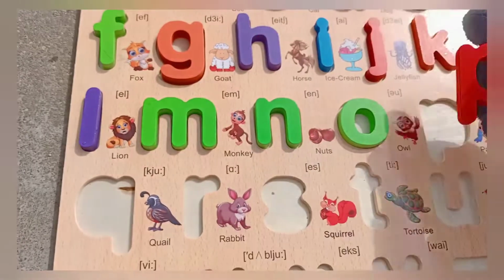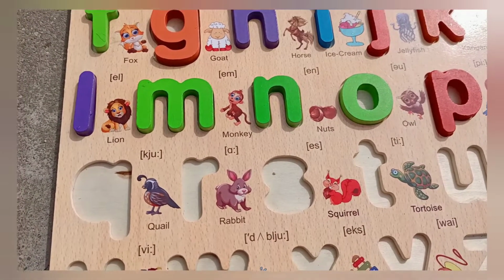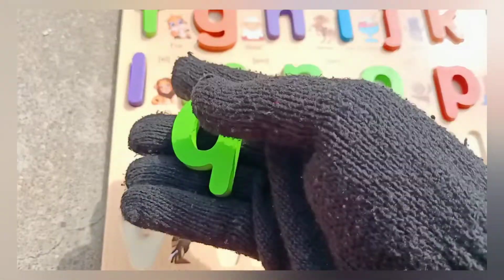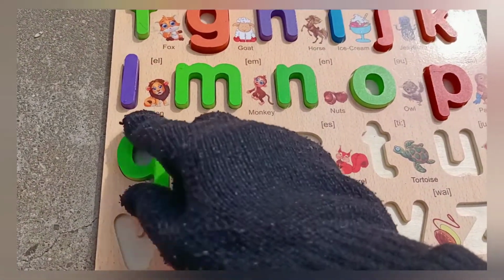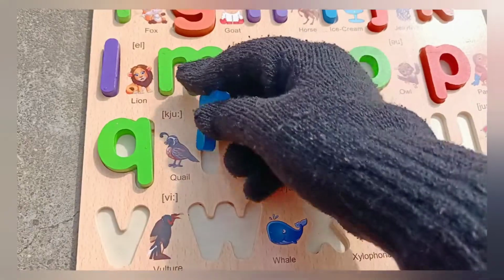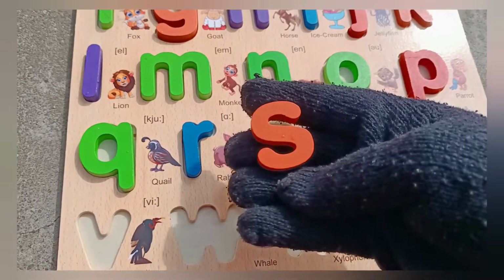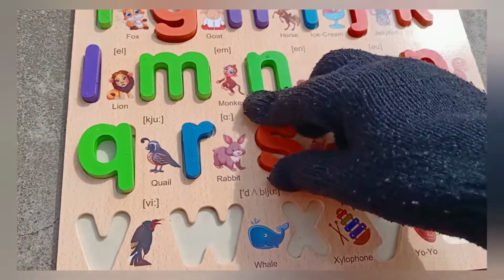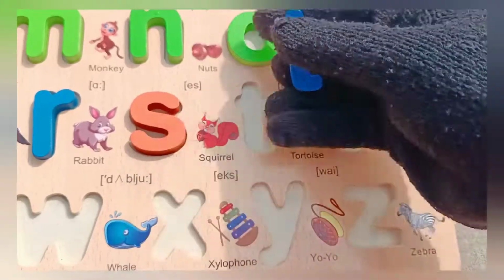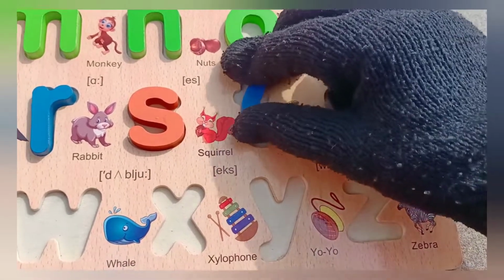P. P for parrot. Q. Q for quail. R for rabbit. S. S for squirrel. T. T for tortoise.